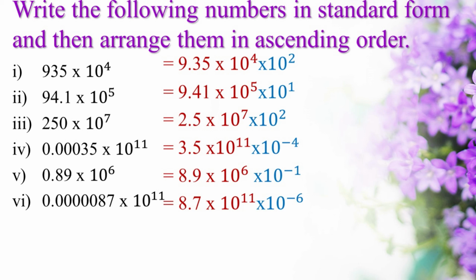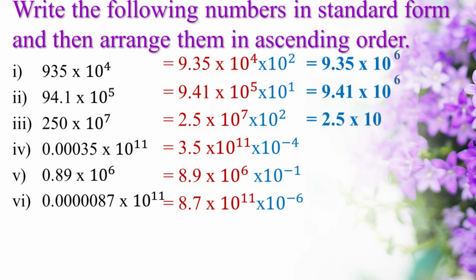As you have studied in your early classes, the laws of exponents, you know very well that when the bases are the same, we have to add the powers. Here the base is 10 for every sum. Therefore, we have to add the powers. We get 9.35 into 10 to the power 6 for the first sum, 4 plus 2 is 6. For the next one also, 9.41 into 10 to the power 6, as 5 plus 1 is 6.